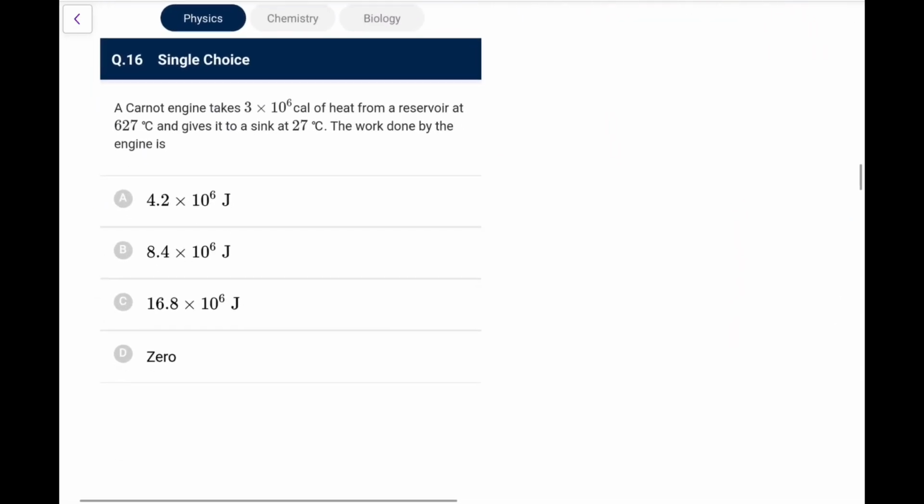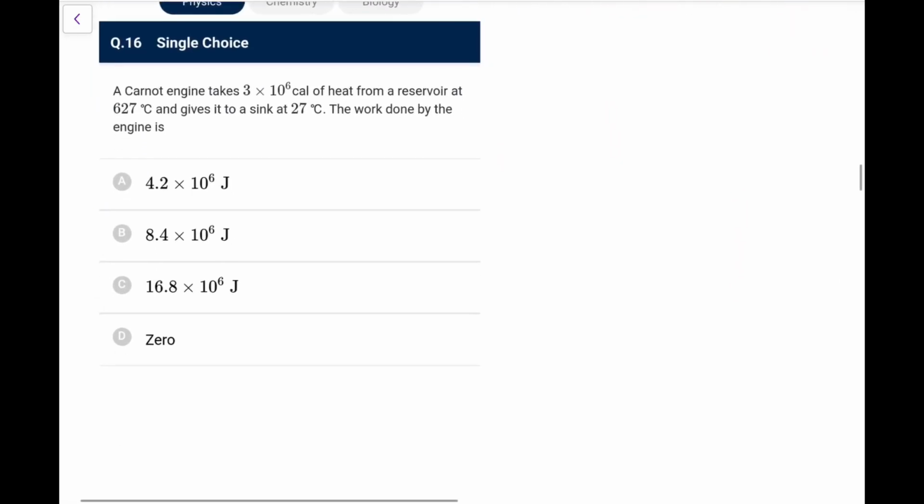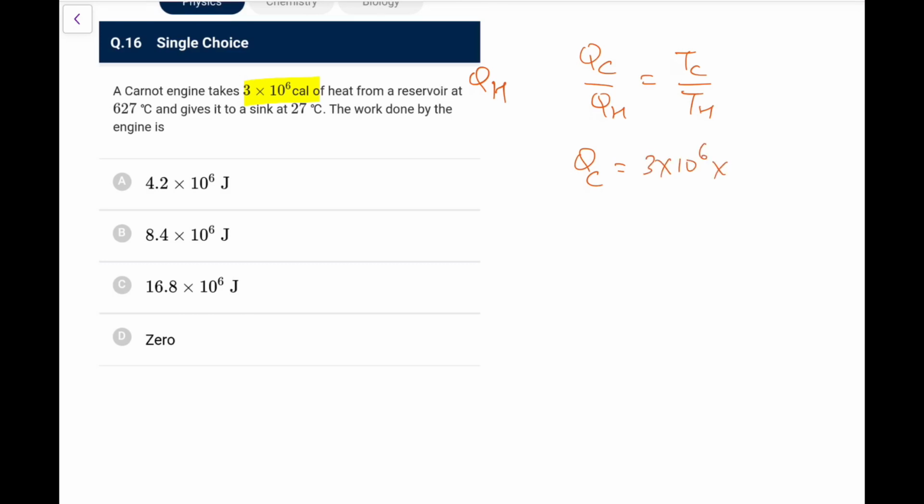Now after 15, that is the 16th. A Carnot engine takes this much heat from a reservoir, this is what I call QH, and gives it to a sink. The work done by the engine is, so first of all, QC by QH I know is equal to TC by TH. So what would be QC? QC I can directly make out: QH is 3 into 10 to the power 6, into TC, 27 means 300, 627 means 900. So this is 1 into 10 to the power 6.